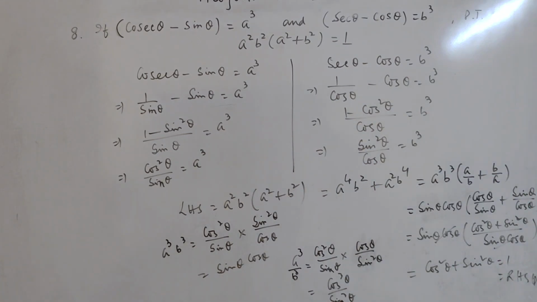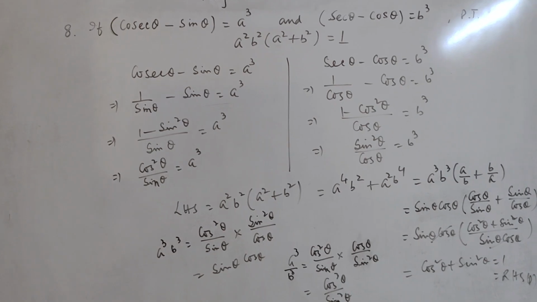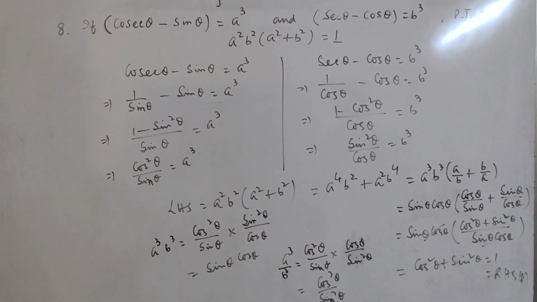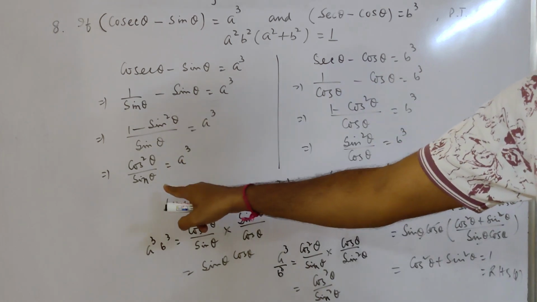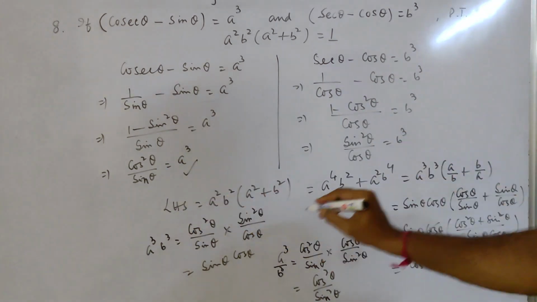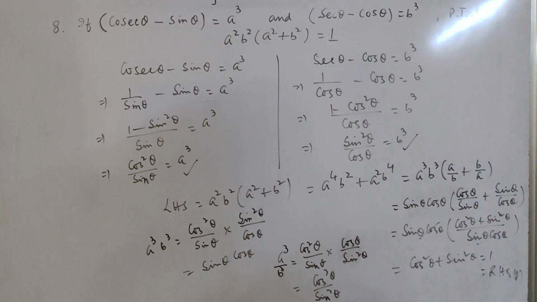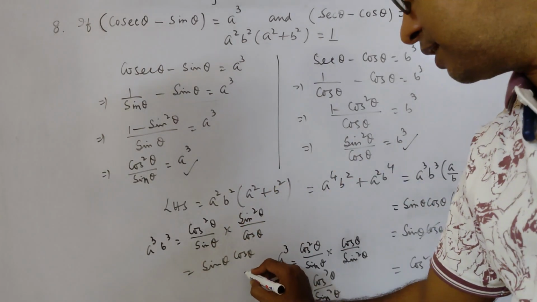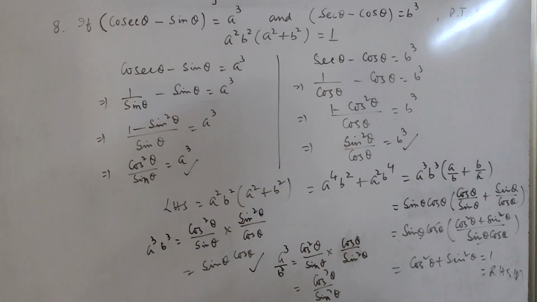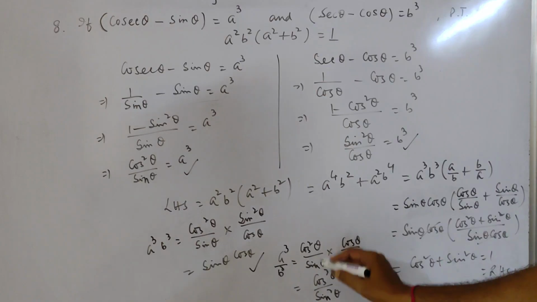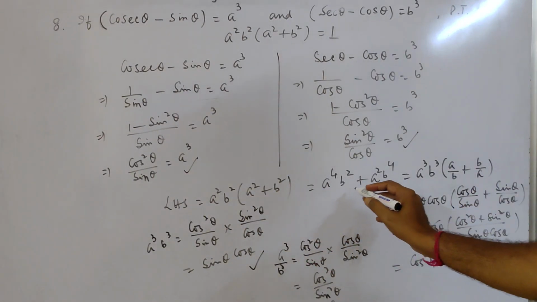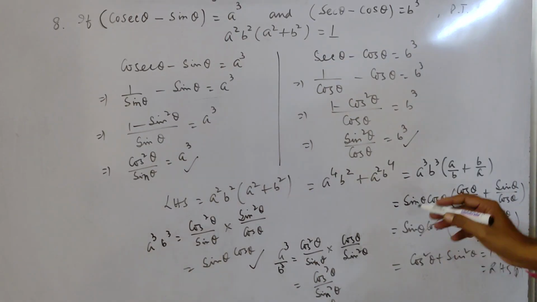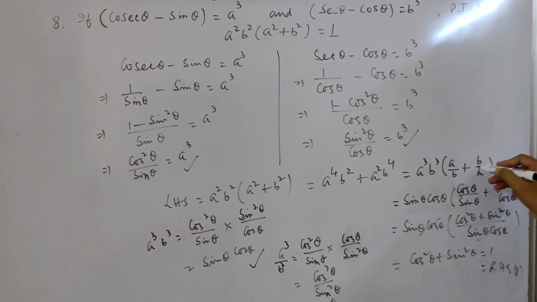Simple. So first we evaluate the value of, it is given cosec cube theta minus sin theta is equal to a cube. So from here just we simplify, we find a cube. Similarly we find b cube. Then a cube into b cube, just we multiply and we get sin theta cos theta, and a cube by b cube, then we get cos theta by sin theta. Now left hand side just we multiply, then take a cube b cube common. So a cube b cube into a by b plus b by a.